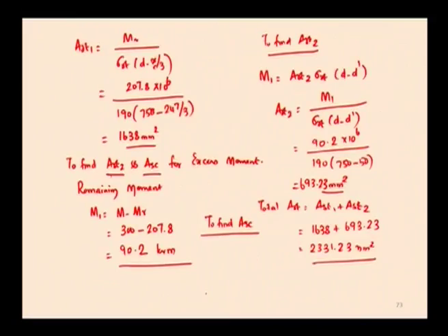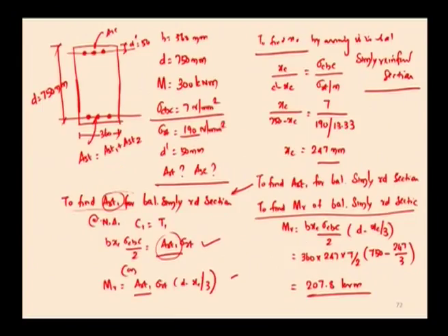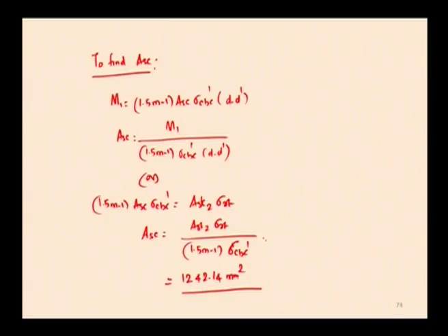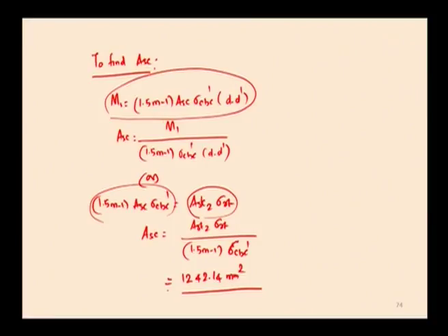So we have found the AST1 required for it, and we have found the excess moment, that is the given moment minus the moment of resistance of the balanced singly reinforced section, that is 90.2 kilonewton meter. For this we have found AST2 and the total AST, and for finding ASC we have equated the moment of area of the compression side to the moment of area on the tension side, or we can use this expression to find the ASC required, that is 1242.14.